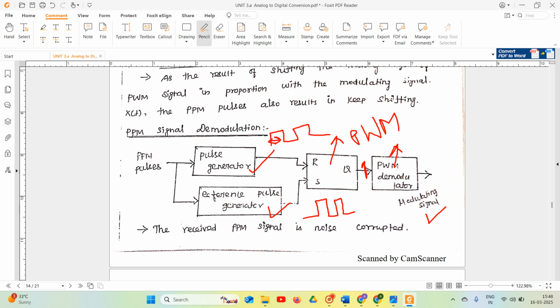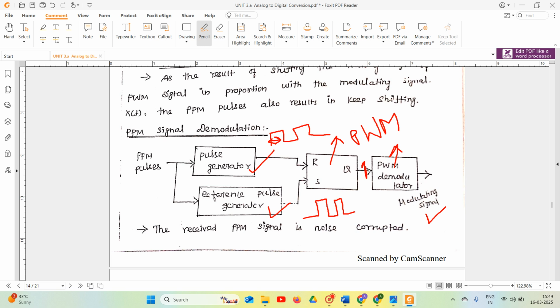When converting analog to digital, we need more number of bits. That's why my transmission bandwidth is also high. That is one of the major drawbacks in our digital pulse code modulation technique. Now we will discuss the advantages of PPM.